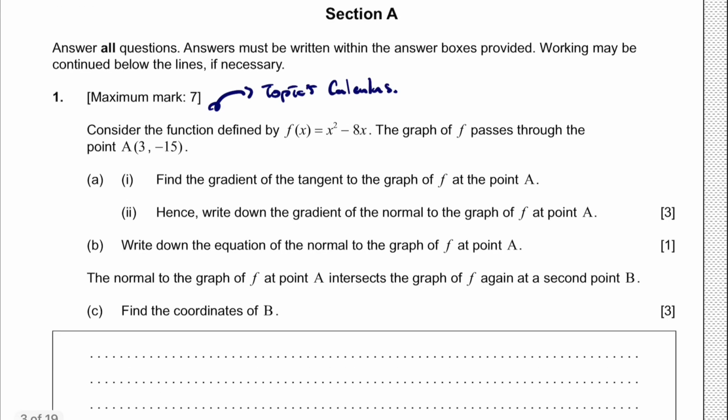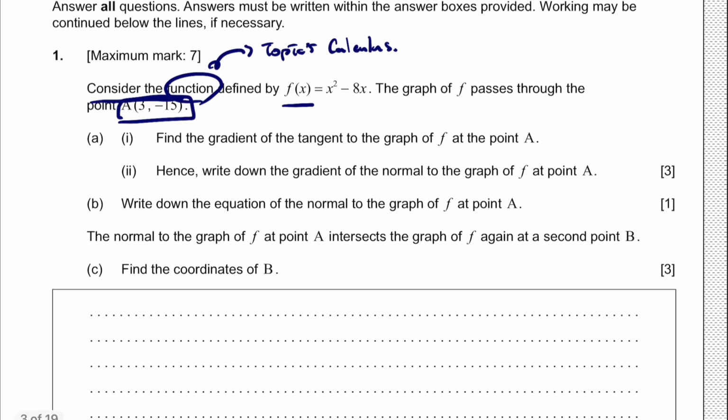Question A. We have information first: we need to consider the function defined by f of x equals x squared minus 8x. The graph of f passes through the point A, which is (3, negative 15). So for question A, we need to find the gradient of the tangent to the graph of f at point A. To solve this, we need to find the gradient of the tangent line, right?